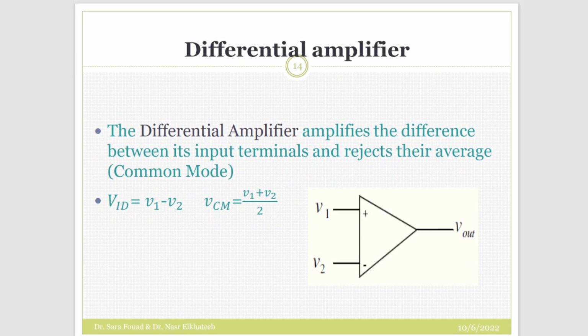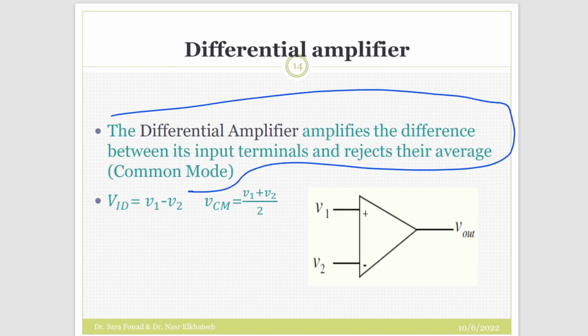Differential amplifier. The differential amplifier amplifies the difference between its input terminals and rejects their average, or the common mode. So this means that the amplifier we are talking about takes the difference between the two input terminals and rejects their average, or the common mode.